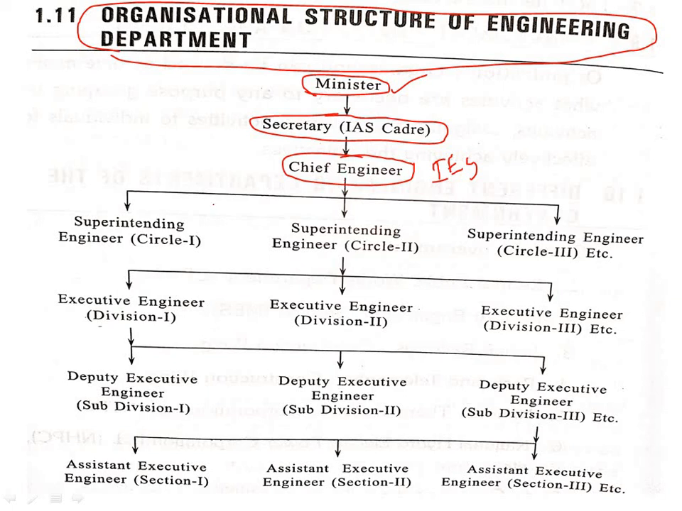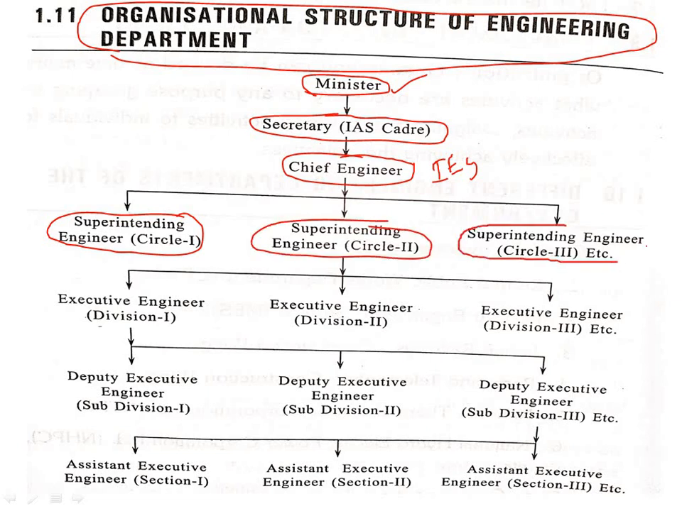So under the chief engineer, we will have the superintendent engineer, that is circle 1, superintendent engineer circle 2, superintendent engineer circle 3. So what is this circle 1, circle 2, circle 3? These are the divisions. In a state we have so many divisions. Take any state, Telangana, Andhra Pradesh or Karnataka. For every state they will have the divisions, zone 1, zone 2, zone 3. That is called circle 1, 2, 3.